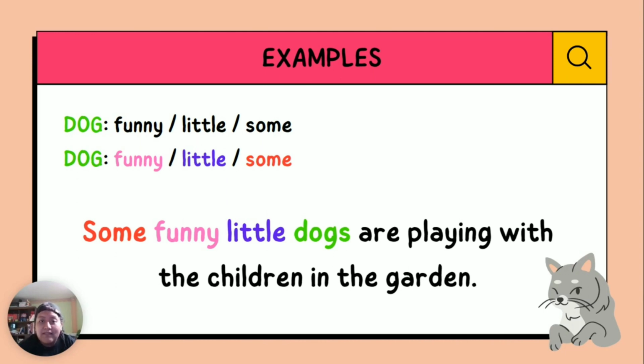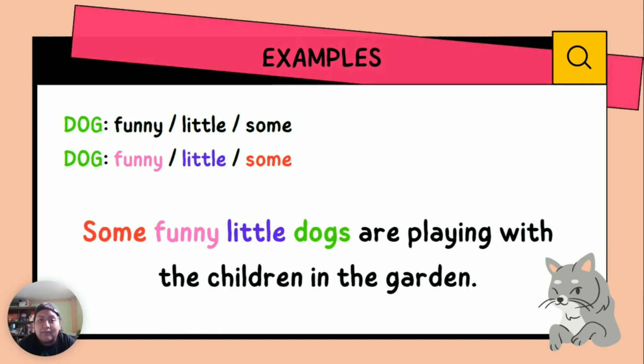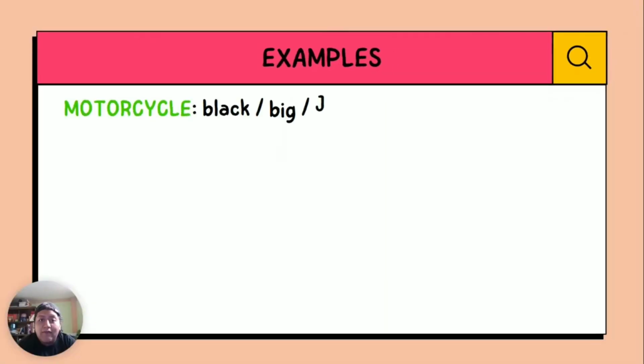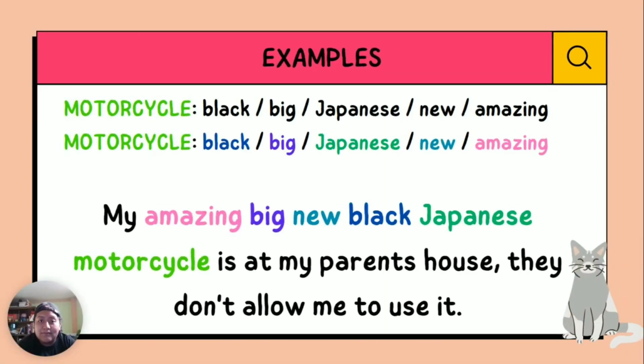Here we have a sentence with the adjectives in order by category. Some funny little dogs are playing with the children in the garden. Always remember to order the adjectives according to their category. And here we have more examples.